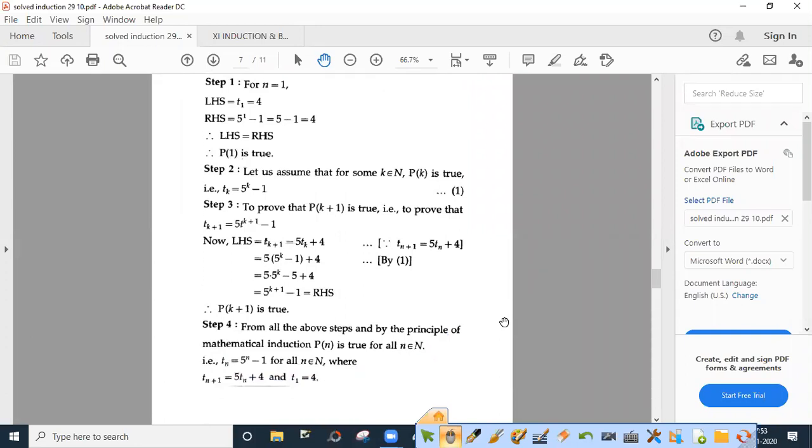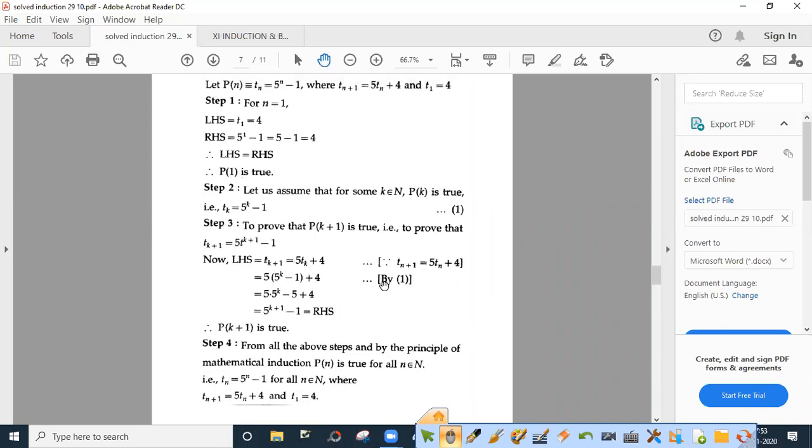Step 4, from all the above steps and by the principle of mathematical induction, P of n is true for all n belonging to natural numbers. That is, T_n is 5 raised to n minus 1, where T_{n+1} is given to be 5T_n plus 4 and T_1 is 4.